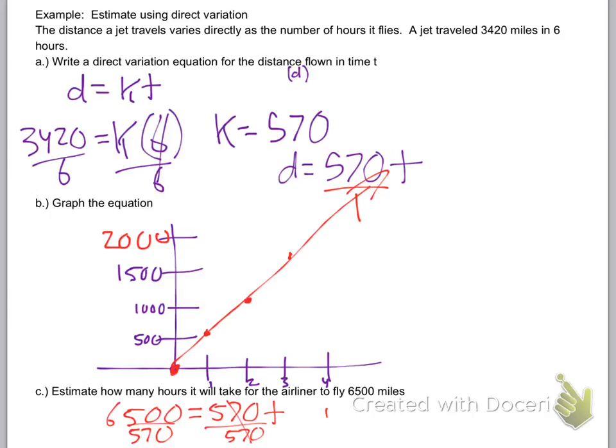And you end up with T equaling, it says estimate, so obviously it might not come up to something nice. 11.4? 11.4 hours. Is that everybody else got? Is anybody going to check Matt?